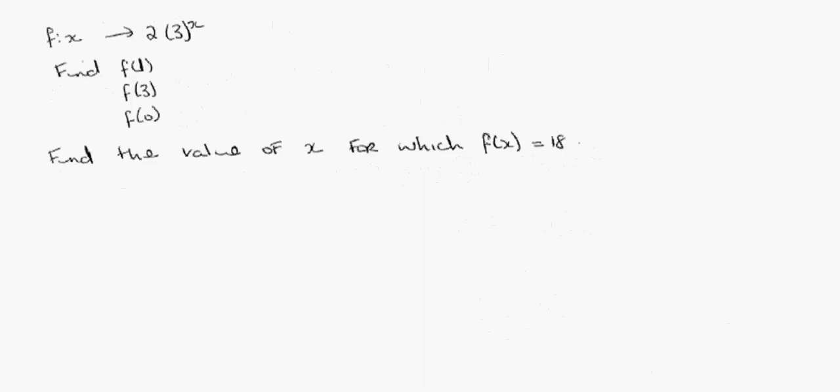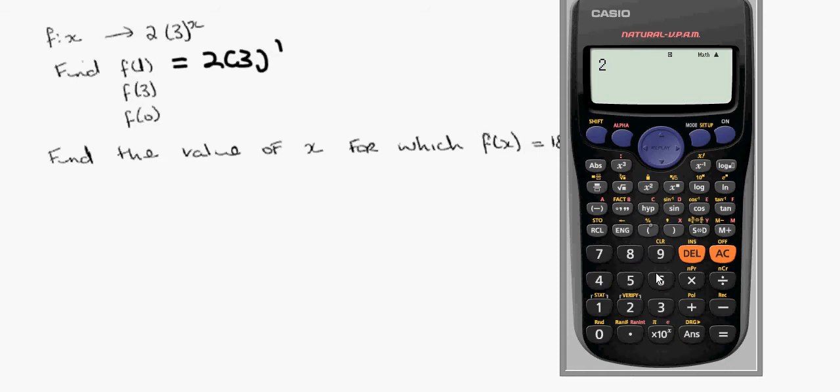Next question. F of x is 2 multiplied by 3 to the power of x. Find f of 1. So what we do is it's going to be 2 times 3 to the power of 1. Replace x with 1. So 2 bracket 3 to the power of 1. It's basically 2 multiplied by 3, which is 6.